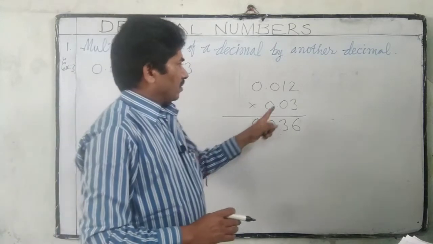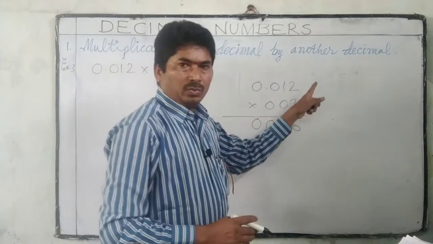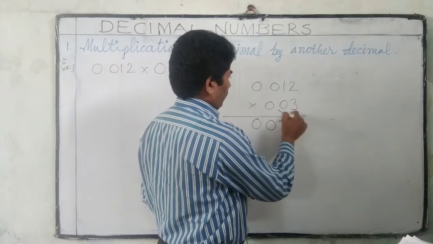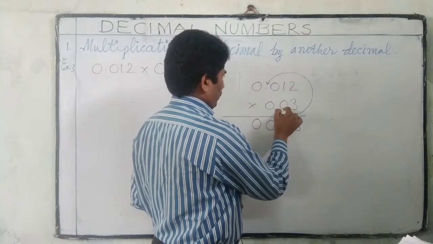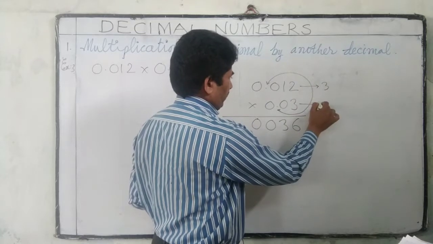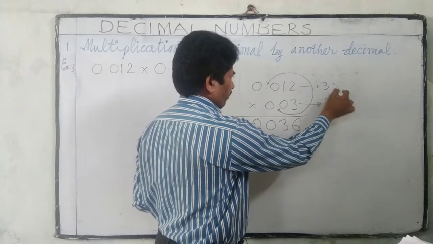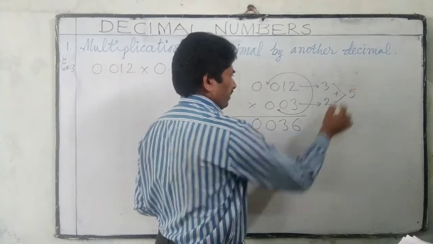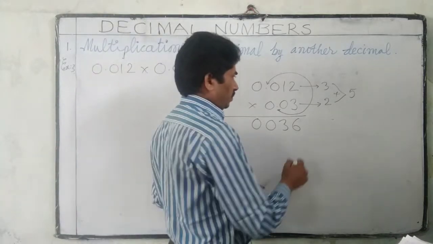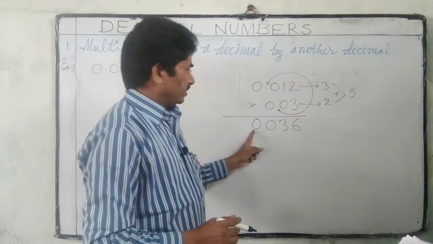But we have to count the decimal places in these two decimal numbers. In this we have 3, in this 2. Total 5 decimal places. So these many decimal places we have to show in this product.